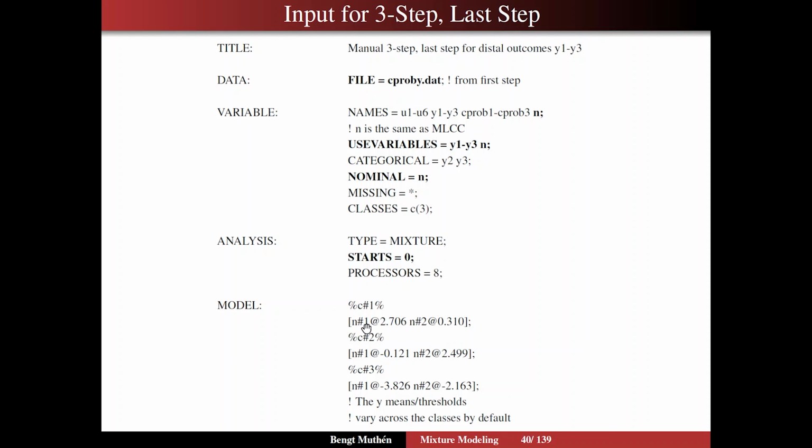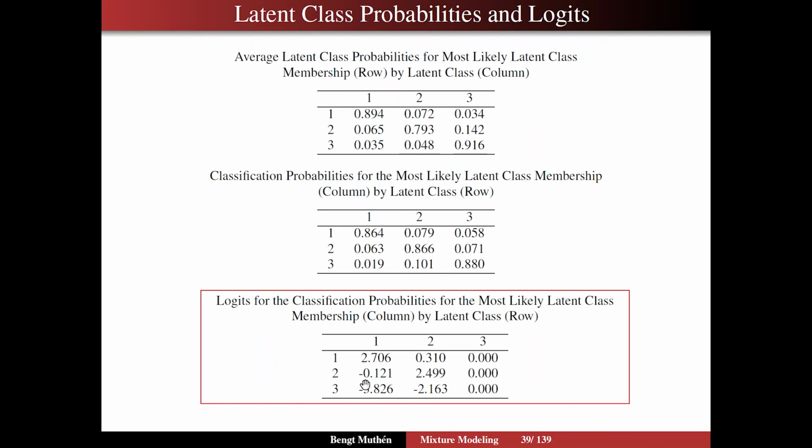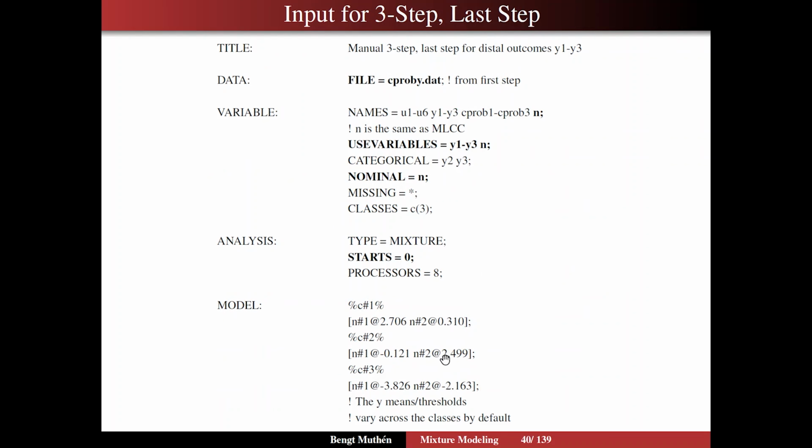So we give the first 2 categories of the nominal variable N and their logits, and they are fixed. So we have that here. And then we go down to the next row of logits, minus 0.121, 2.499, and so on for the last class. So those are the values that we have to give for 3-step.